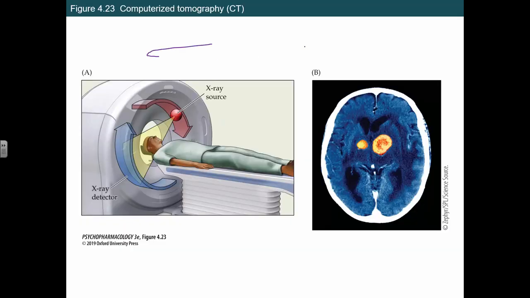And that's a CT scanner. Here's kind of the image that you would get from that. Got a big problem right there.